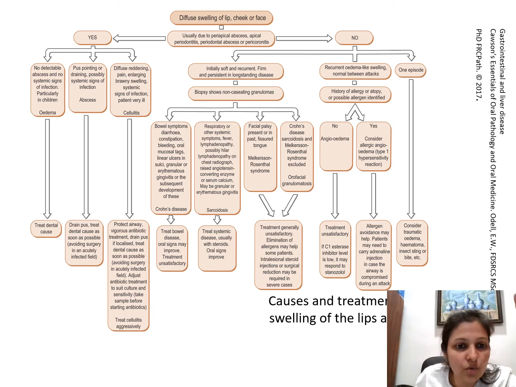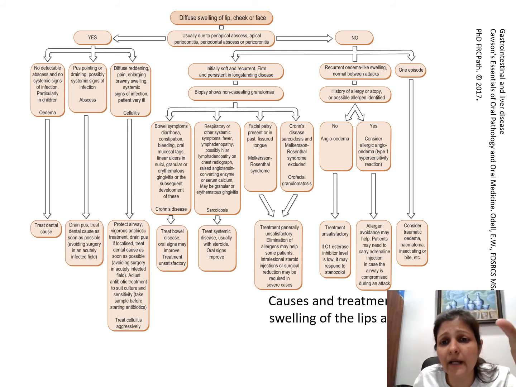If yes, then you know what you're looking at. You're already looking at a detectable abscess, pus draining, cellulitis, and then you would treat the patient accordingly, with or without culture and antibiotics, or drainage and then local treatment. Now the issue comes when it is not because of a known dental cause. So when it is not because of a known dental cause, you have other things that you need to consider.